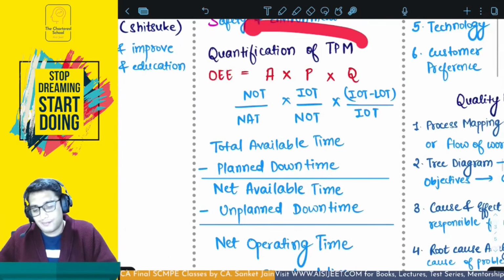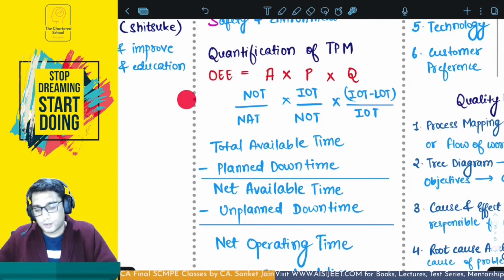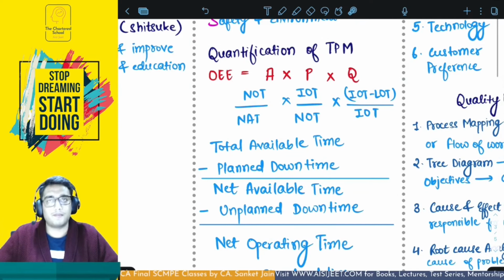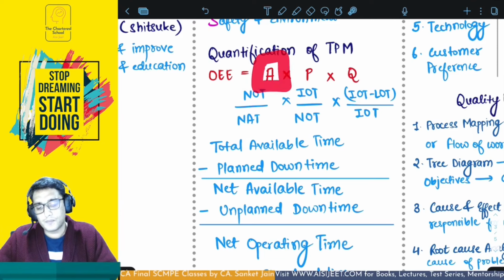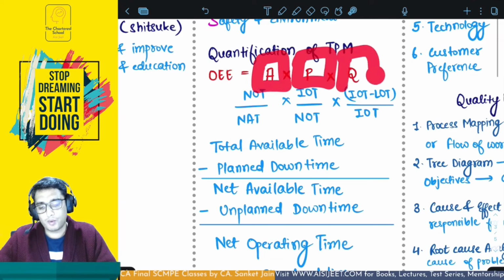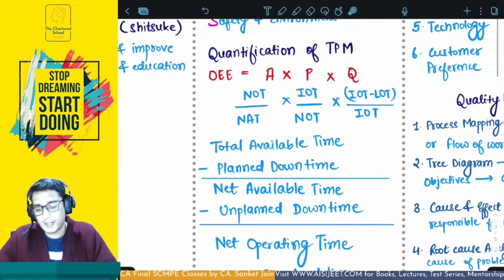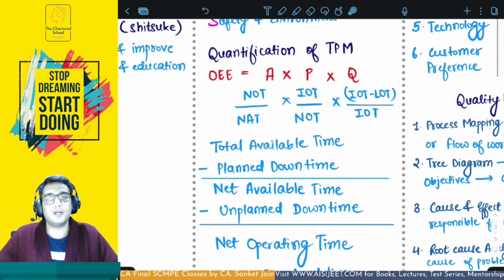Then we can also quantify TPM by using this method called overall equipment effectiveness. The formula or the method for quantification of TPM is called overall equipment effectiveness. The formula for OEE is availability multiplied by performance multiplied by quality. Availability can be calculated as net operating time upon net available time. Performance can be calculated as ideal operating time upon net operating time, and quality can be calculated as ideal operating time minus lost operating time upon ideal operating time.